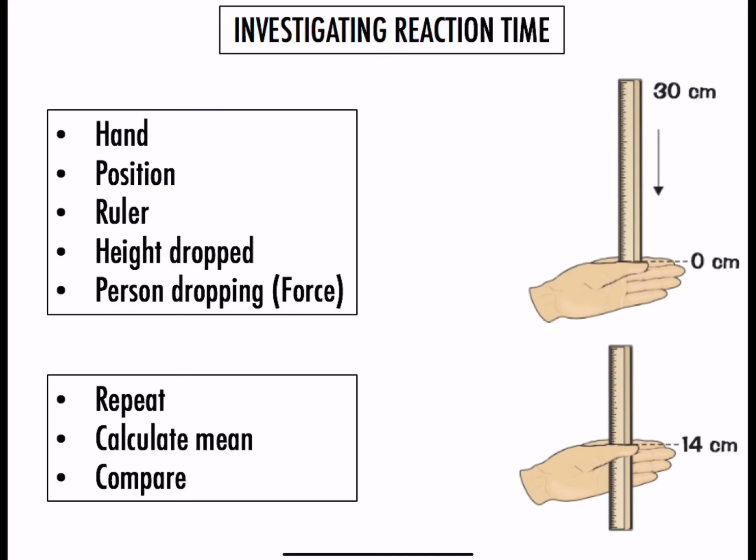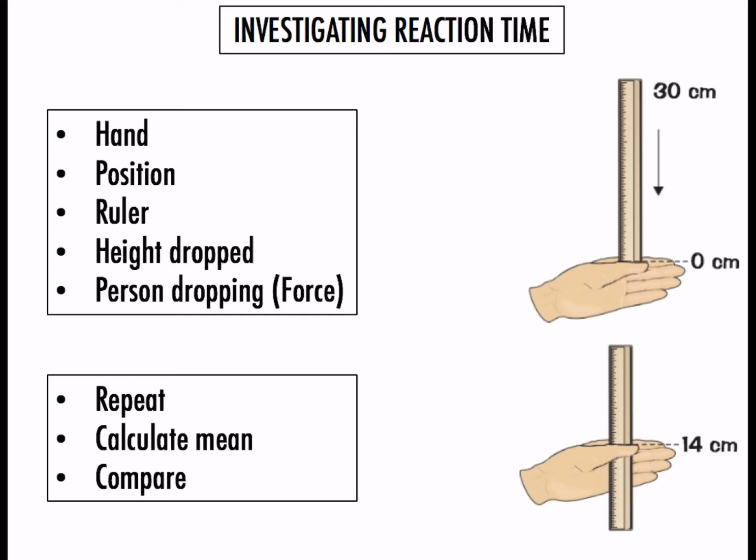Okay, investigating reaction time. So this is a very common example or experiment where you basically get someone to drop a ruler and then you have to catch it as quickly as you can. So in this experiment, they like to ask about how you can make sure your results are reliable. So things that you should not change is, for example, always using the same hand, the same position, use the same ruler. So for example, some rulers could be heavier so they would fall faster. The height where the ruler is dropped from should be the same. And also the person dropping it should be the same because different people could drop it with different force.